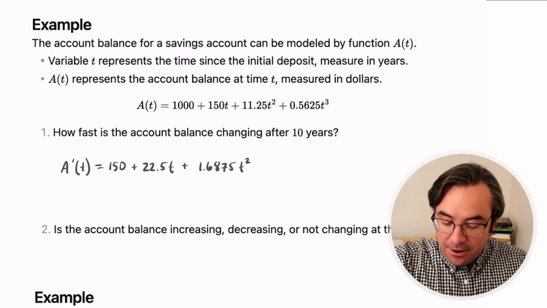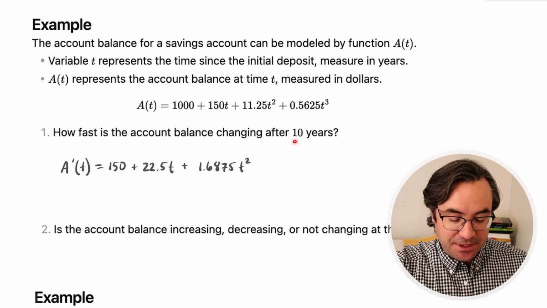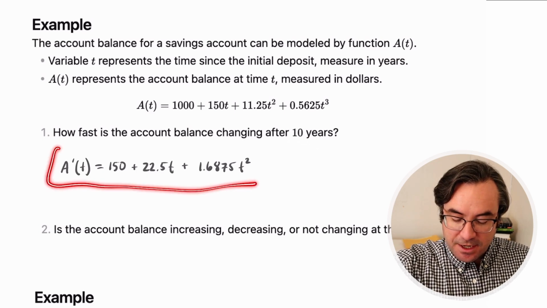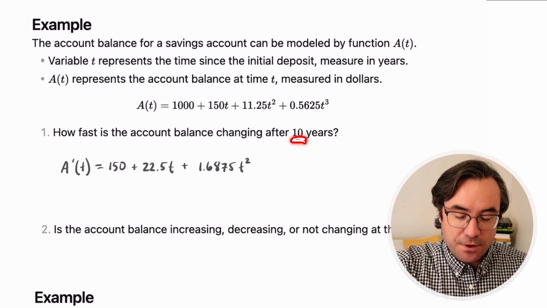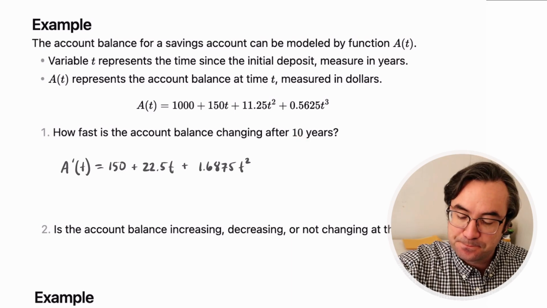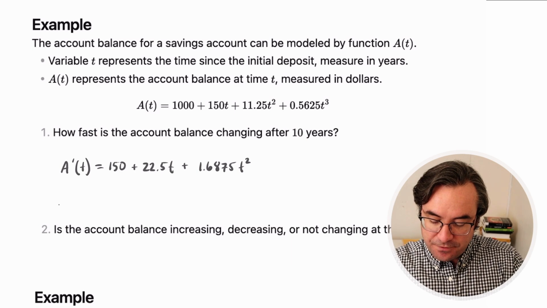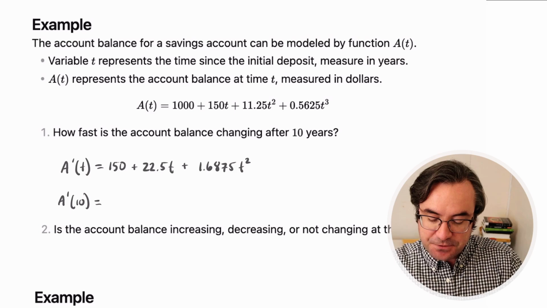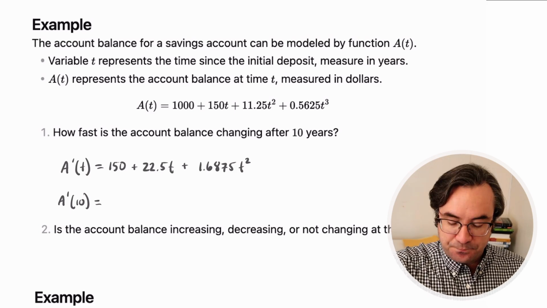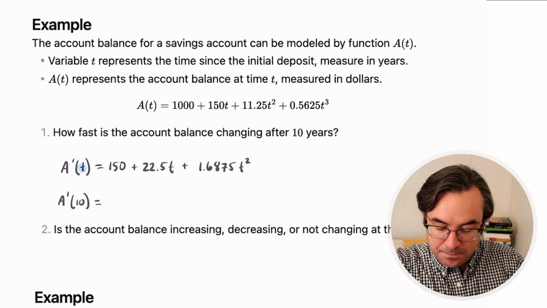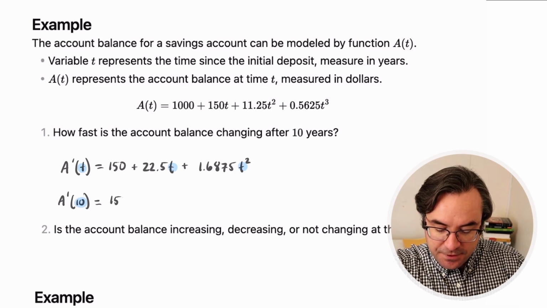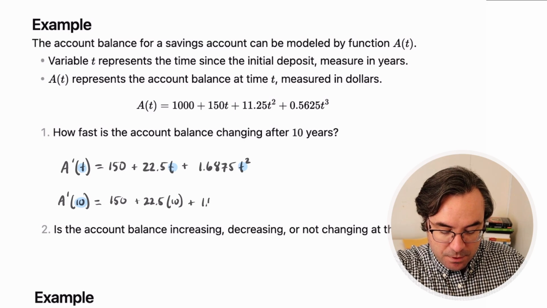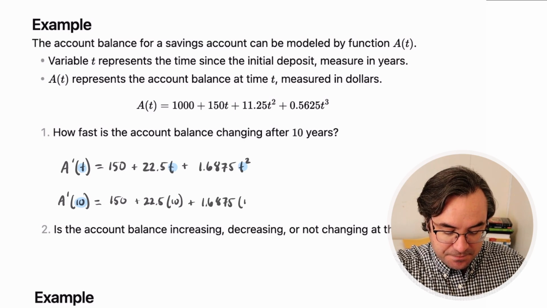So we want to know how fast this account balance is changing at the 10-year mark. This formula tells us how fast our account balance is changing at any time t. We want to know specifically when t is equal to 10. So to do that, we're just going to evaluate. We're going to plug 10 into this formula. Wherever we see a t, we're just going to replace it with 10. So we get 150 plus 22.5 times 10 plus 1.6875 times 10 squared.